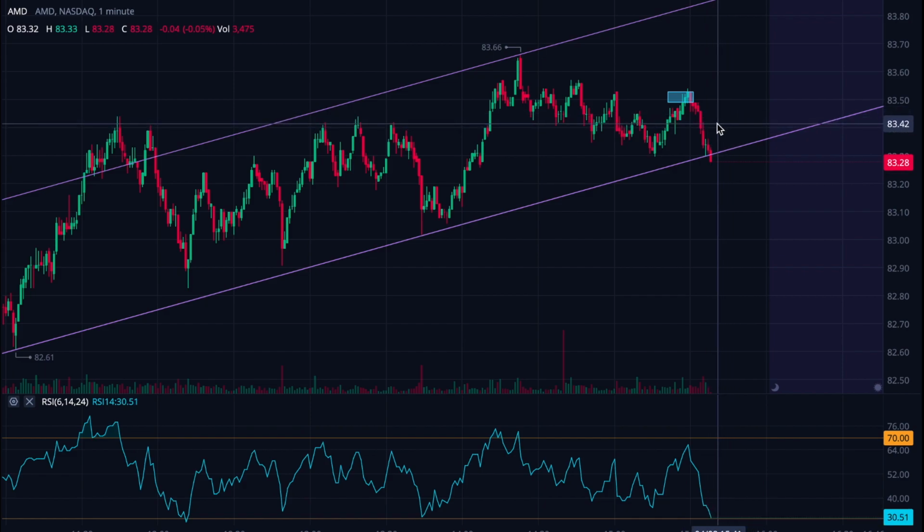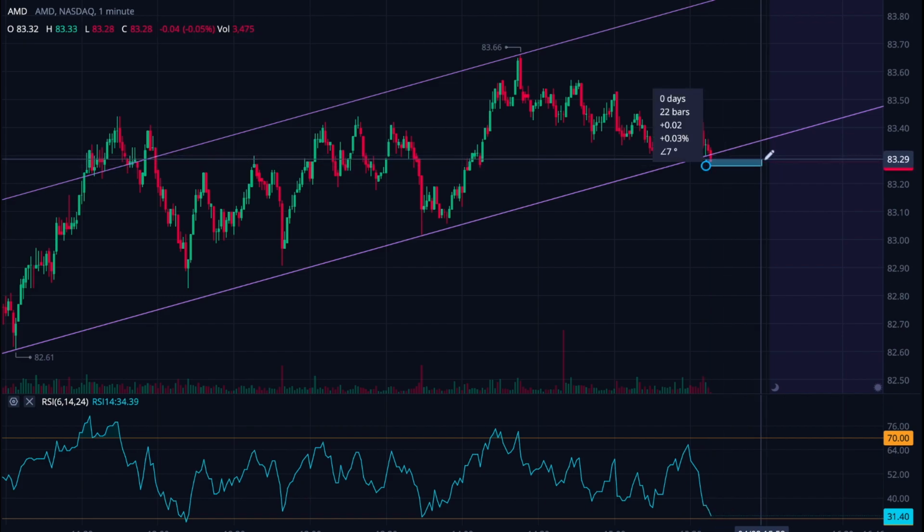Now the RSI just dipped down to 30.51. So I would take a position on this one, even though it's falling out of the channel a little bit. Anywhere in this range, I would be pretty solid with.